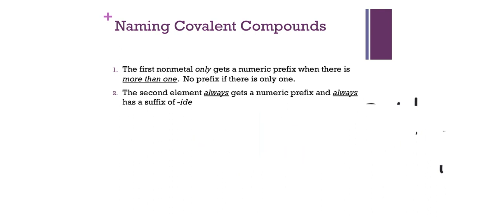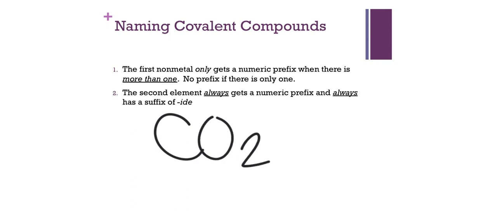All right, so the first rule when it comes to naming covalent compounds is that the nonmetal only gets a numerical prefix when there is more than one. So you're always going to name both nonmetals. The formulas will be given to you. You're not going to come up with the formulas on your own, just like random. They will be given to you, or you'll be given the name. So you'll have information.